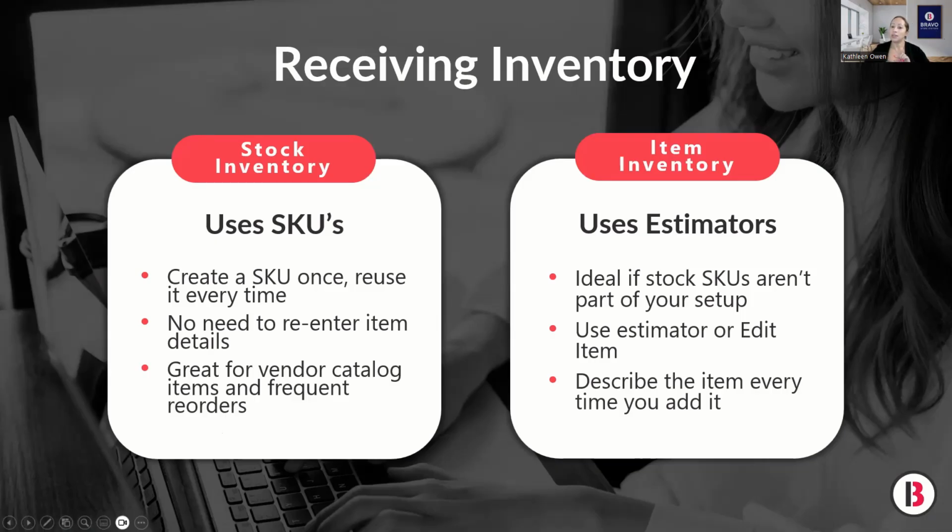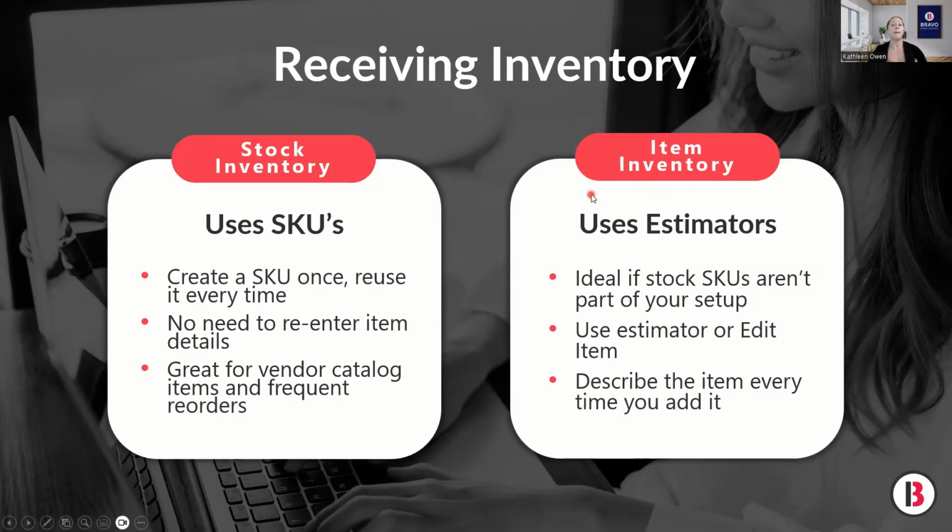Now, item inventory is typically used when you don't have stock SKUs as part of your package. Or if you just prefer to use this method, that's completely fine also. It doesn't require any prior setup, so you don't have to create a SKU in order to use item inventory. But you will have to go in and describe the item every time you start a new order. This means including the manufacturer, the model, and other details manually when you're doing new orders.